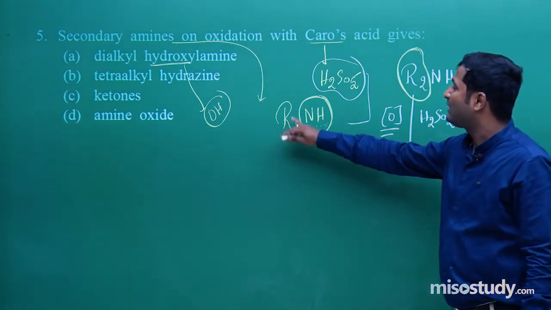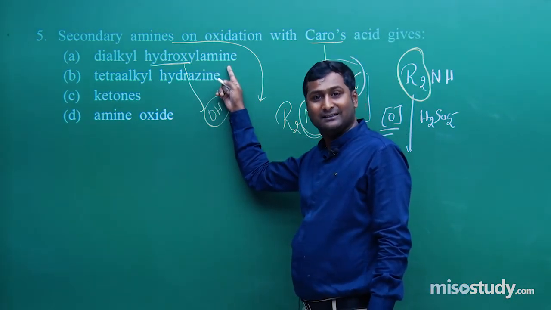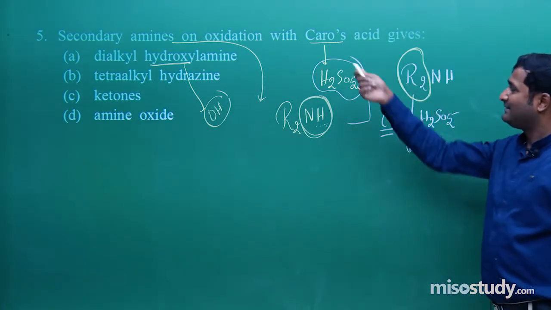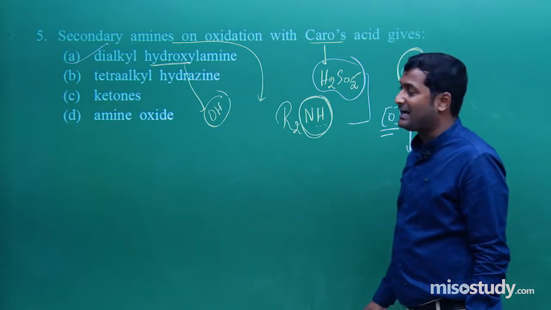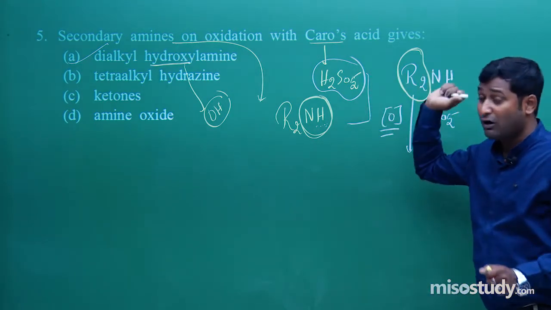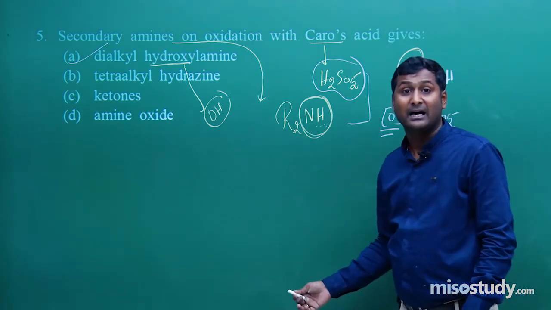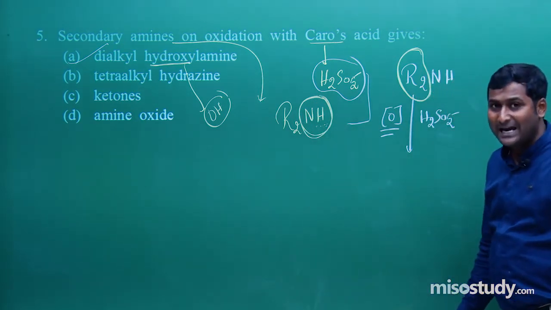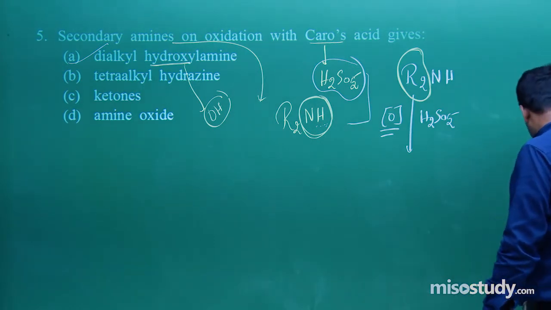So what will be the product? Dialkyl hydroxylamine. Clear to you? Addition of oxygen. So we can say in this case the product is A, dialkyl hydroxylamine. During my lecture I have also discussed the mechanism. If you go through my lecture you will find the complete mechanism over there. Clear to you? So what is the option here? Dialkyl hydroxylamine. Now friend, I am going to rub this part. Wait for a moment.